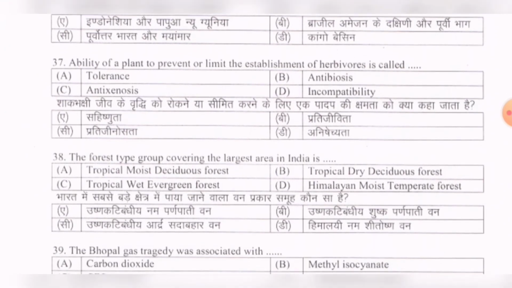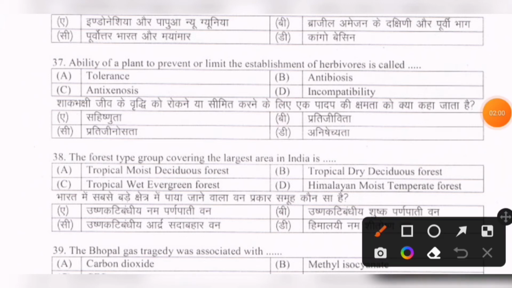Ability of a plant to prevent or limit the establishment of herbivores is called. Options are tolerance, antibiosis, antixenosis, incompatibility. The correct option is antixenosis. Let's see the next question.